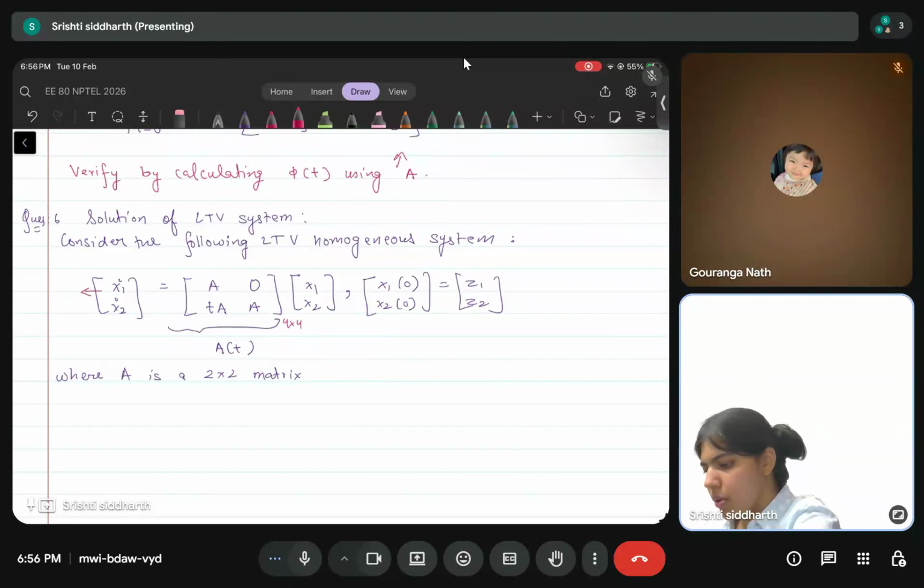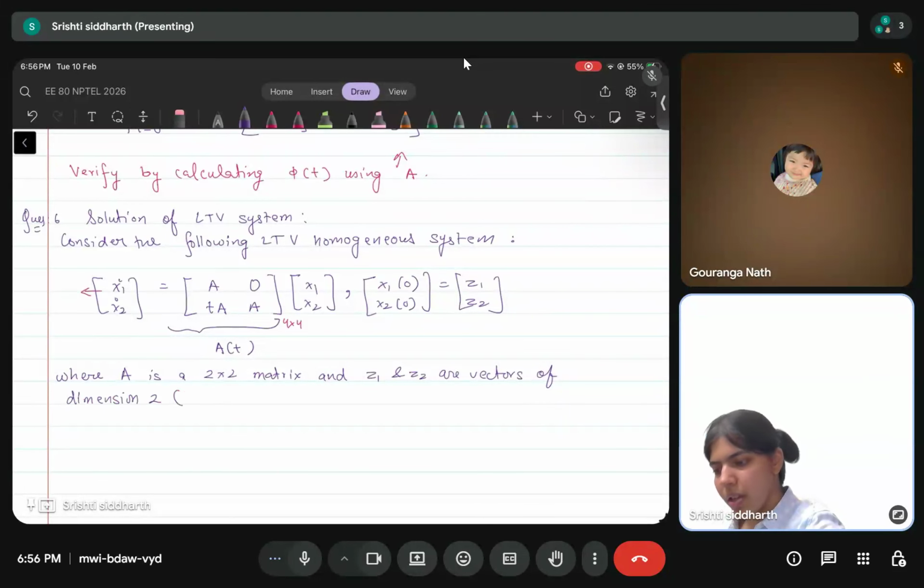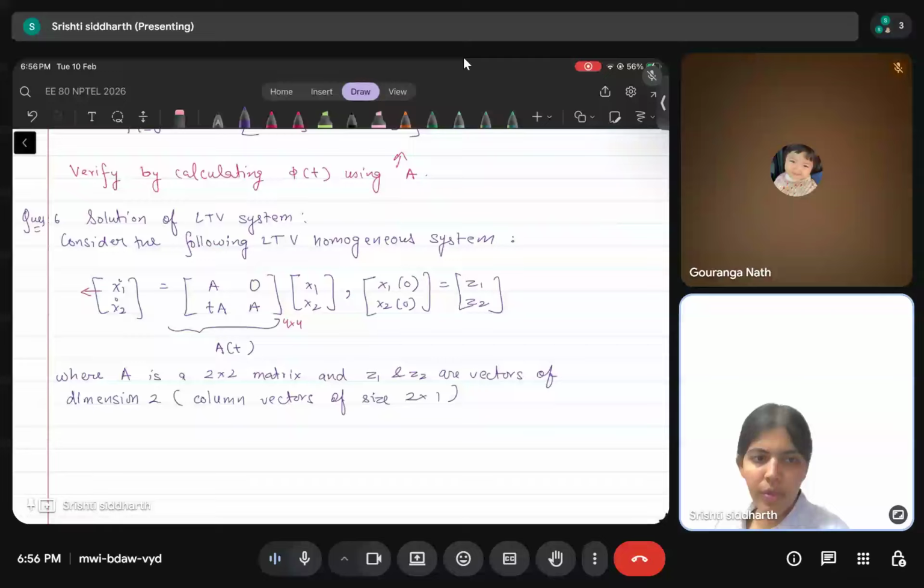So A is a 2 by 2 matrix, and Z1 and Z2 are vectors of dimension 2. Each of Z1 and Z2 is a column vector of size 2.